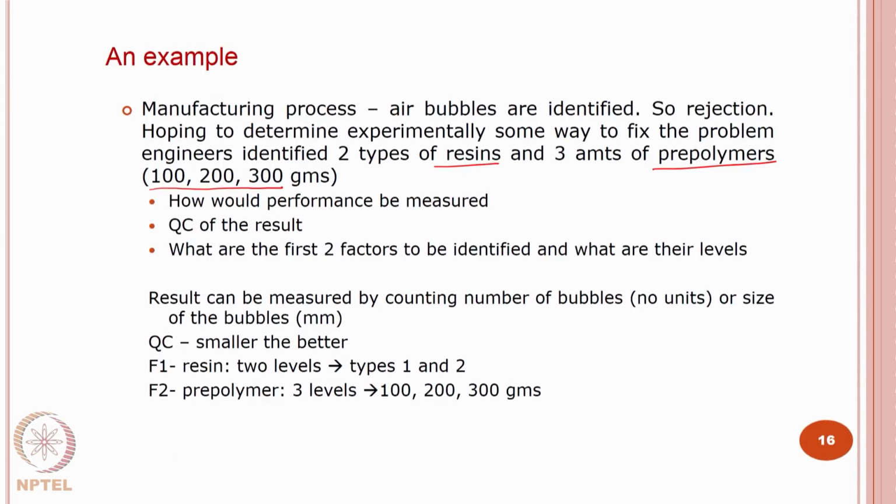For each region, we have to take a sample from the polymer and we have to mix the composition. So, what he is saying is, I will fix the resin 1 and I will change the pre-polymers 100, I will check out how many number of bubbles, 200 how many number of bubbles, 300 how many number of bubbles. How many experiments you have done? 3 experiments you have done.